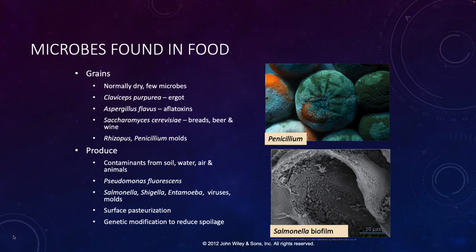So we do have some steps to try to avoid that. We can do what's called surface pasteurization, and we'll talk about that in a little more detail later in this set of slides. Scientists are also working to genetically modify some of these crops in order to make them more resistant to these organisms that cause food to go bad or to spoil.